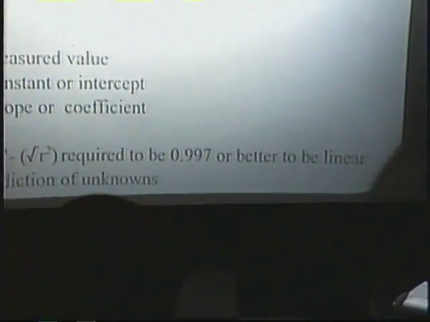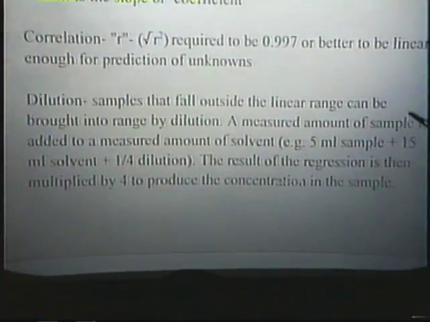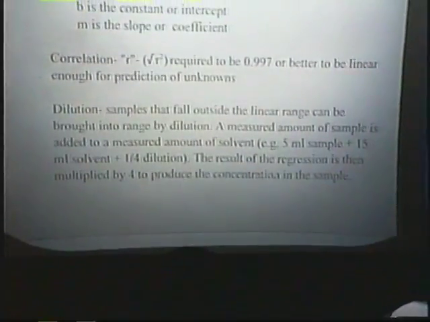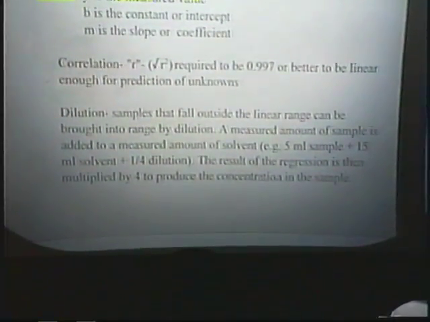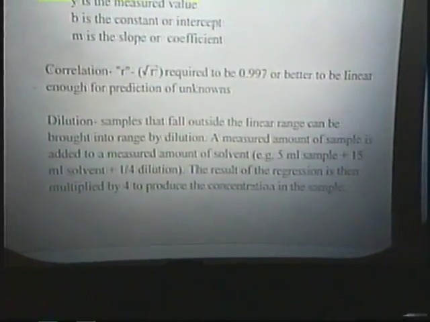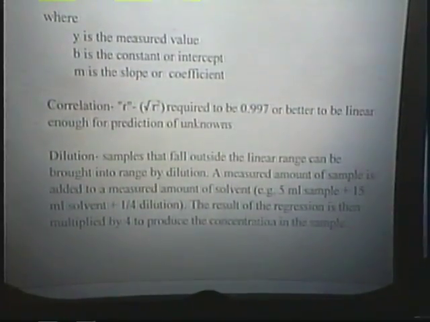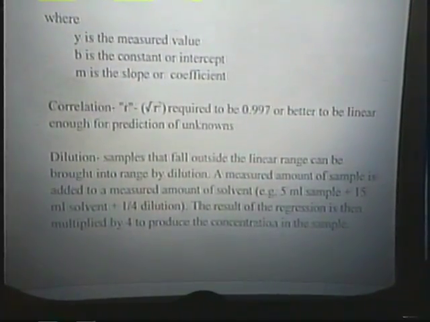From that, one other thing that we can talk about: if we have samples that are outside the range of our standards, we can use dilution to bring them down into the range. And this is something that you can't do in population statistics or educational statistics. It's very hard to dilute bodies or counts.